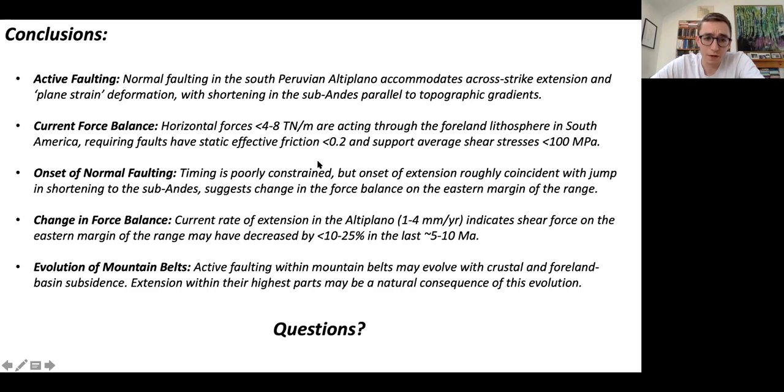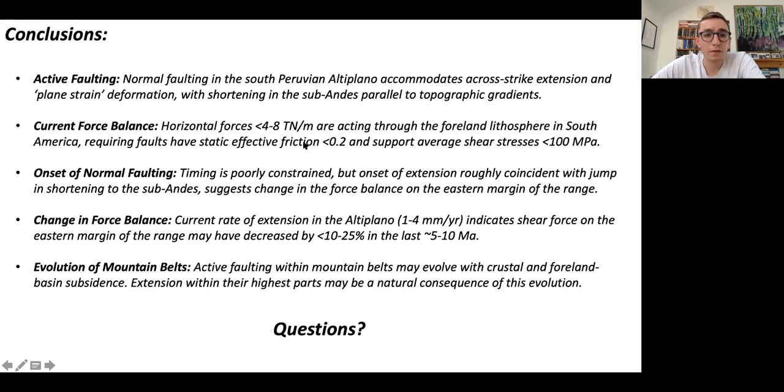But I think it's a great question. And it's something that, if we can say something about the timing of the onset of extension on the normal faults a bit better, and there's lots of good paleoaltimetry work out there now, that's a question we could start to address. That's a lot of work, stuff that people like Carmala Garzione have worked on, and they know a lot more about this than I do.